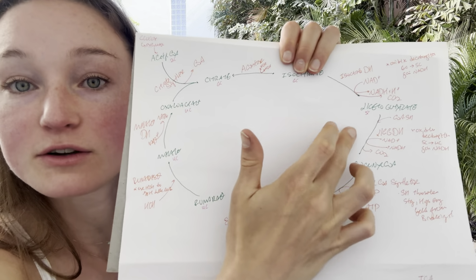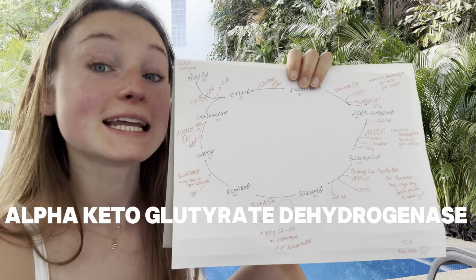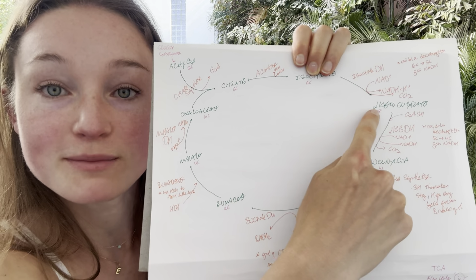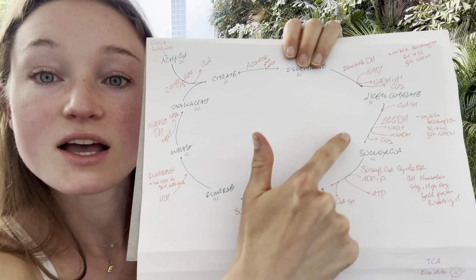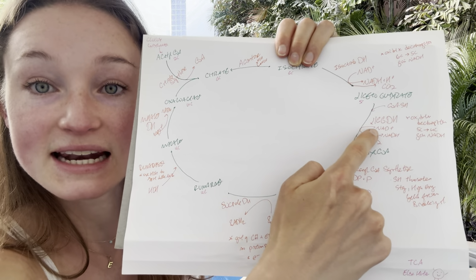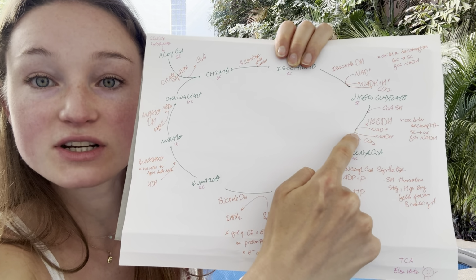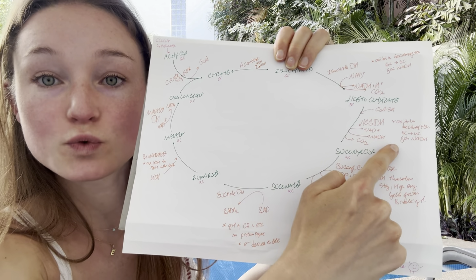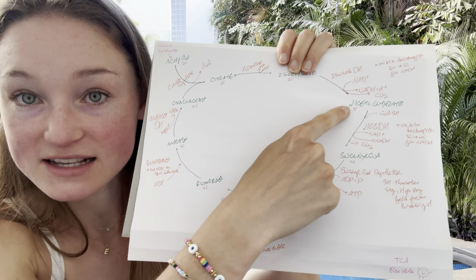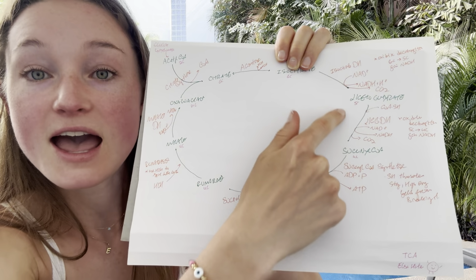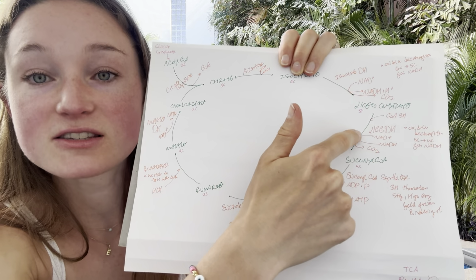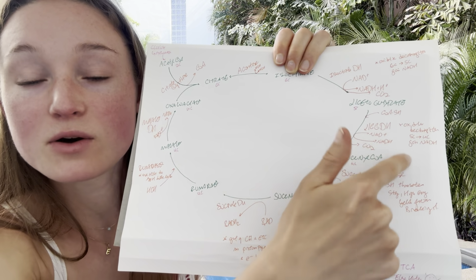Now we have alpha keto glutarate, and the enzyme alpha keto glutarate dehydrogenase pretty much does the exact same thing. So here we go from alpha keto glutarate, a 5-carbon molecule, to Succinyl CoA, a 4-carbon molecule. NAD plus comes into this reaction, and it comes out as NADH, reduced. It oxidizes alpha keto glutarate into Succinyl CoA, and because it is being dehydrogenated, that hydrogen is stuck onto NAD plus, and we spit out NADH.